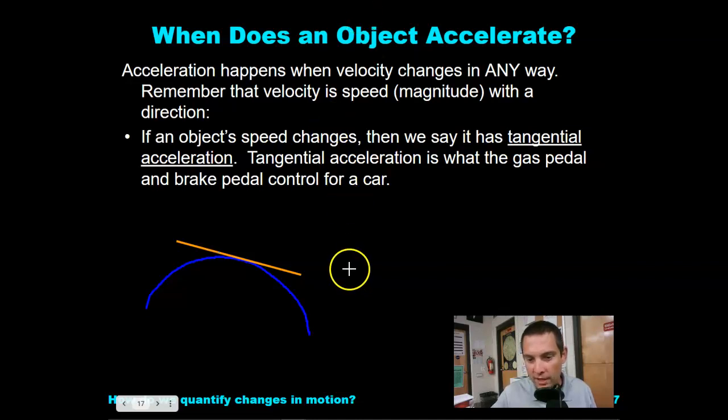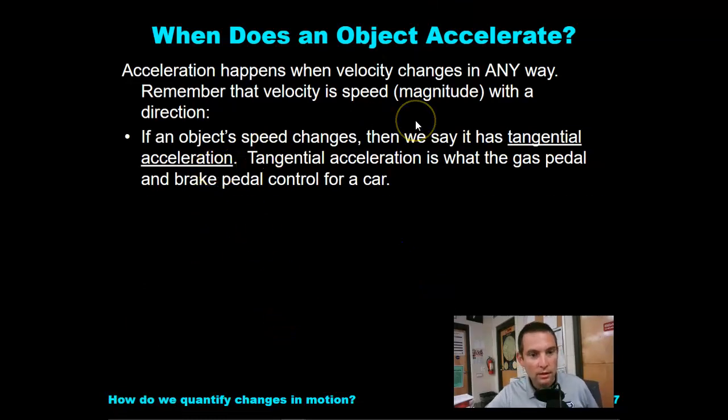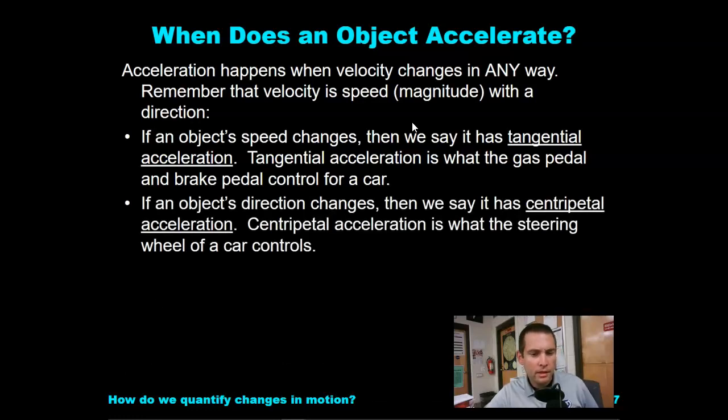If we are already moving in a straight line, we'll keep our colors the same. So we're moving in a blue line in this direction. Then our tangent line is going to be just barely touching this, so it's going to be in the same direction. That's what I mean by tangent. So tangential acceleration happens when an object's speed changes.